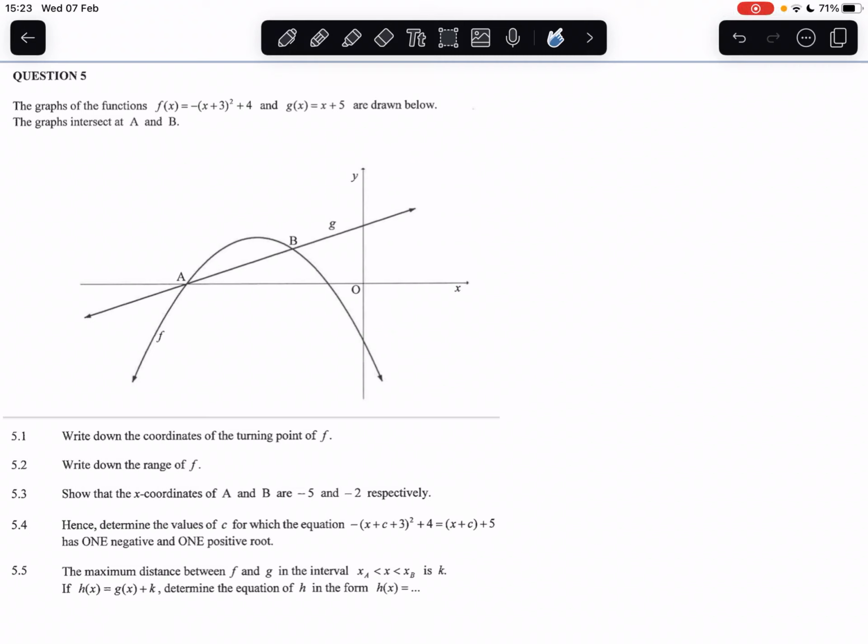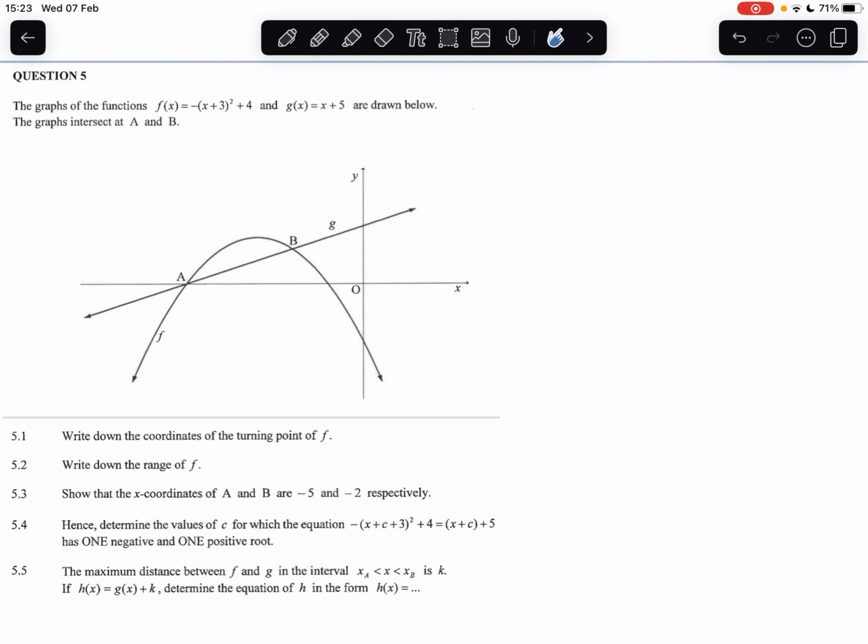Hello, are you ready to ramble? Let's go. We are looking at the department's Grade 12 Maths Paper 1 of May 2023. And we're looking at Question 5 today, so let's get it.